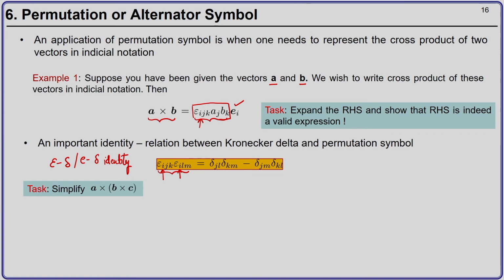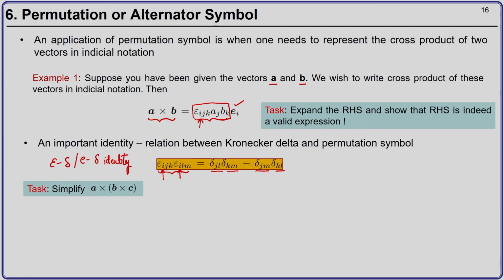Using this identity you can convert an expression containing two alternating symbols with at least one repeated index in terms of the Kronecker delta. So, that is how you do it. Epsilon i j k, epsilon i l m is delta j l, delta k m, minus delta j m, delta k l. Okay. The proof of this identity we are not discussing in this course, but you can very well find it, and if you have any question on how to do it, you can always approach me.